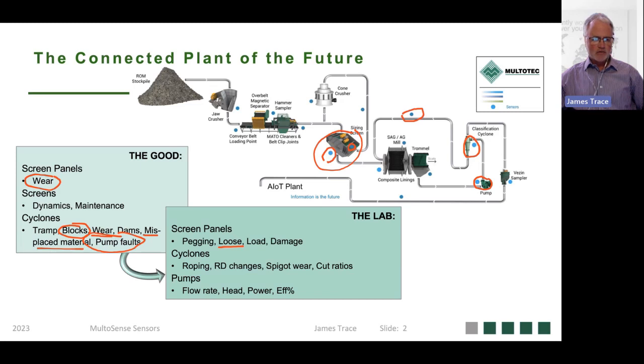Then the load on the panel, damaged panels. In terms of cyclones, we can pick up roping, we can pick up relative density changes, very small changes in relative density. In the lab, we found 2% changes in relative density, spigot wear, cut ratios, and on pumps, all the stuff that you want to see, the flow rates, the head, the power that the pump is absorbing, and therefore the overall efficiency of how the pump is working.